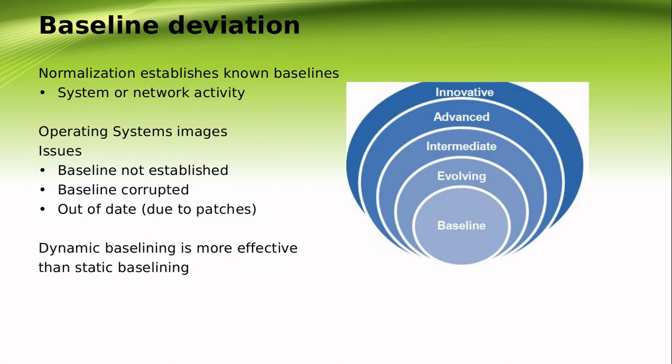As in the list you can see, normalize and establish a known baseline of system or network activity. Operating system image issues include a baseline not established properly, or a baseline that is corrupted or sometimes out of date due to patches we are not aware of. A dynamic baseline is more effective than a static baseline.